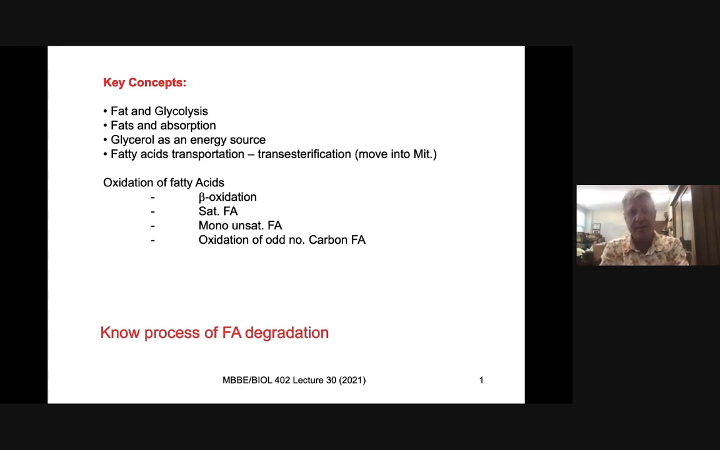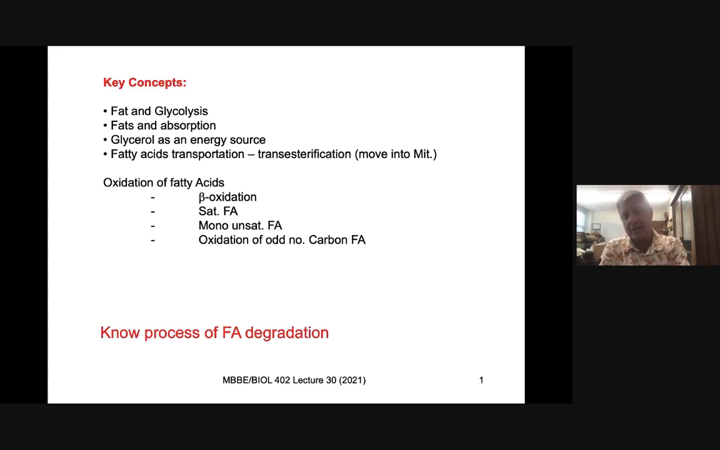We're also going to see the transportation of fatty acids, because they have to be transported selectively and specifically into the mitochondria. And then we're going to be seeing a reaction called a transesterification, which is a requirement for the movement of those fatty acids into the metabolic pathway within the TCA cycle and within the mitochondria. But also we're going to specifically look at fatty acid oxidation.